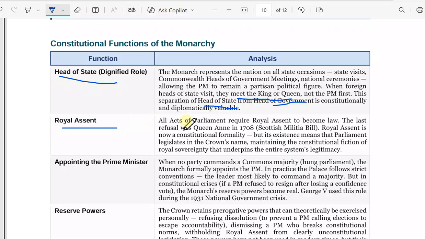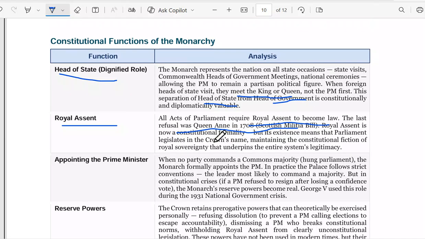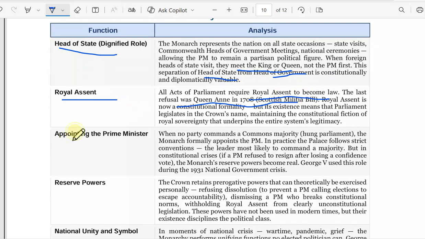Secondly, there is the royal assent. All acts of parliament require royal assent to become law. It was just Queen Anne in 1708, with the Scottish Militia Bill, who refused to give assent. But normally it is a convention that the crown gives assent to all the bills, and then they become law.